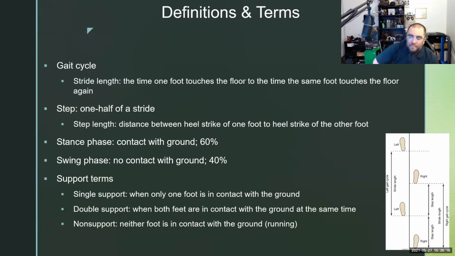So when we're talking about a stance phase or a support phase, these two terms are often used interchangeably, almost like RLA versus traditional. Support means something's on the ground. A single support or single stance phase would be when only one foot's on the ground. Double support would be when both feet are on the ground. And then no support or no stance is when neither foot is in contact with the ground.